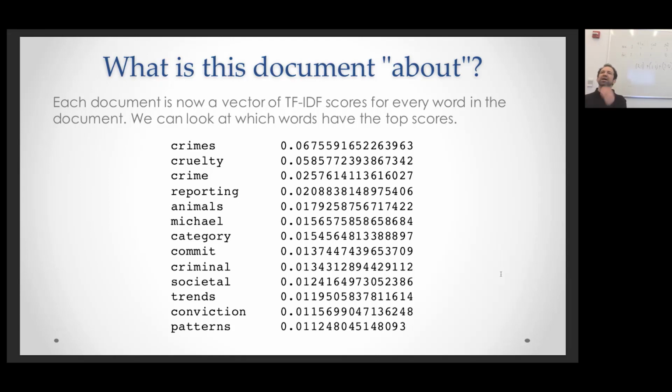Dogfighting doesn't rank. That's interesting. I think actually that's because dogfighting only appears in this document and no other, and the standard TF-IDF algorithm throws it out. This is kind of interesting, right? This is the practicalities of the stuff. You throw out words that don't appear in more than one document.